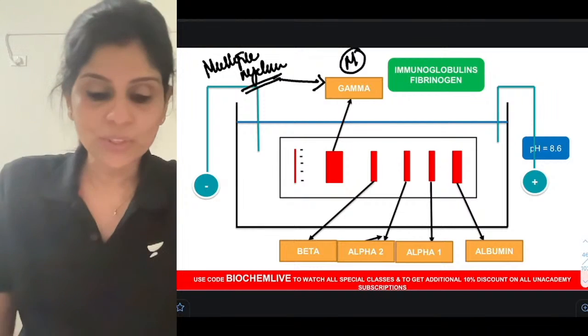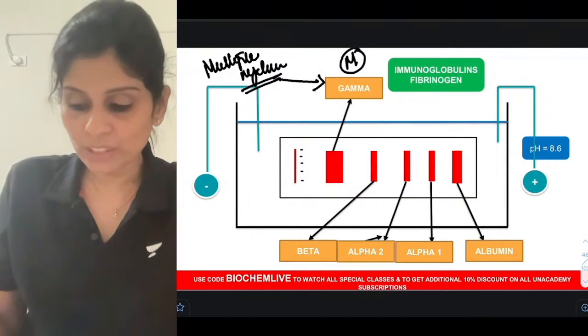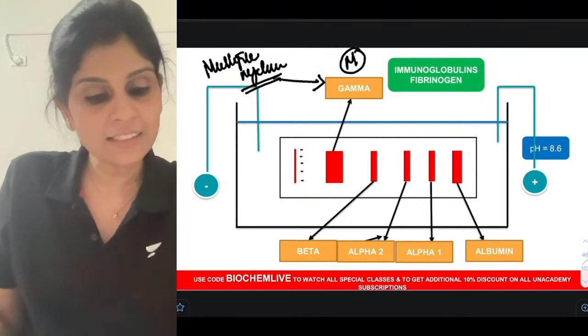Is that clear? So these are the facts that you need to know about multiple myeloma. For now, if you know this, that's enough. I will tell you about this in the next question.